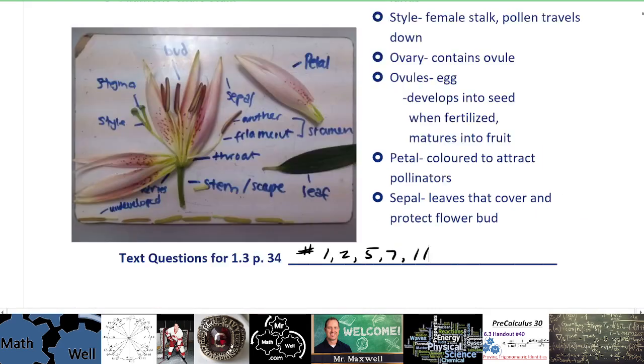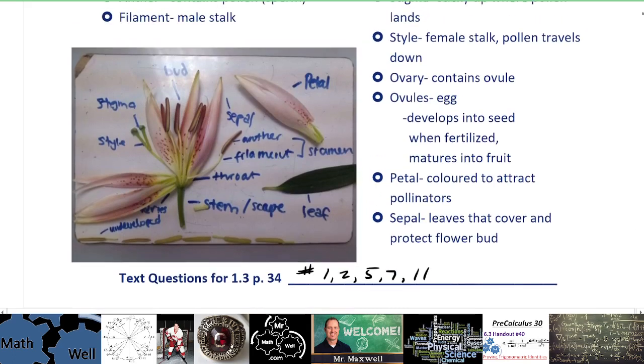I got some questions for you to do here on page 34 from 1.3. Comparing the process of mitosis and meiosis. What I want you to do is to take some time to draw a graphic organizer, so some kind of flow chart or a Venn diagram or something like that, that will help you understand the differences and the similarities between mitosis and meiosis. That's number one. Also, explain what happens to the chromosomes during cell division that produce both diploid and haploid cells.